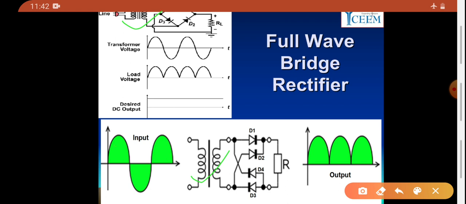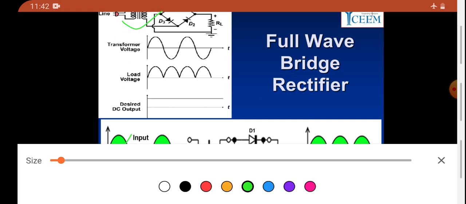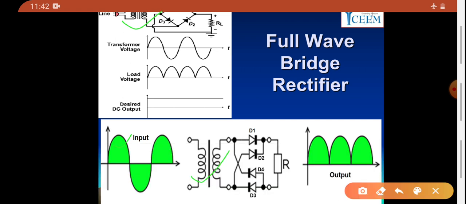So for the positive half cycle also you are getting the output across the load as positive, and for the negative half cycle also you are getting the positive half cycle in the output. So during both the half cycles you are getting the output, that's why it is called a full wave, and the structure is like a bridge, therefore full wave bridge rectifier.